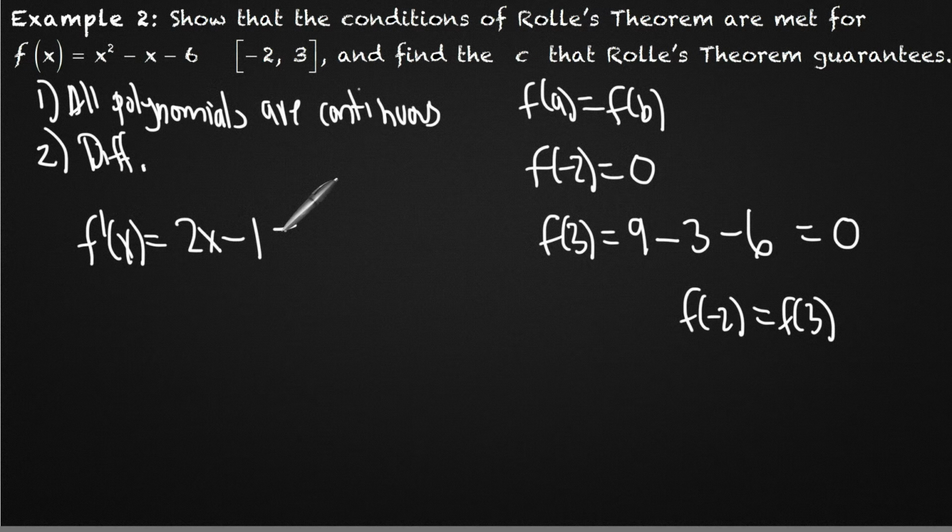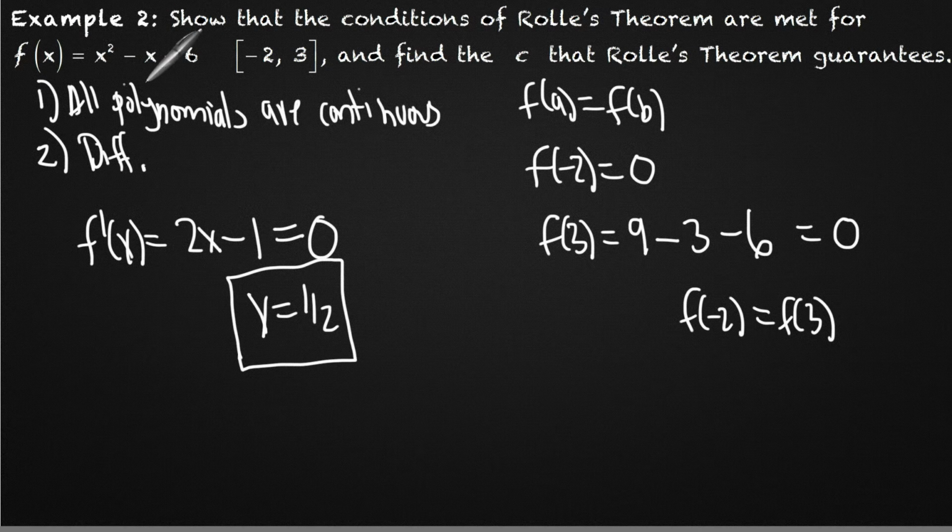And we want to set that equal to 0, which is the slope between these 2 points. So we'll get x equals 1/2. And so if we were to graph this on our calculator, you would find that at x equals 1/2, you would have a slope of 0 on the curve.